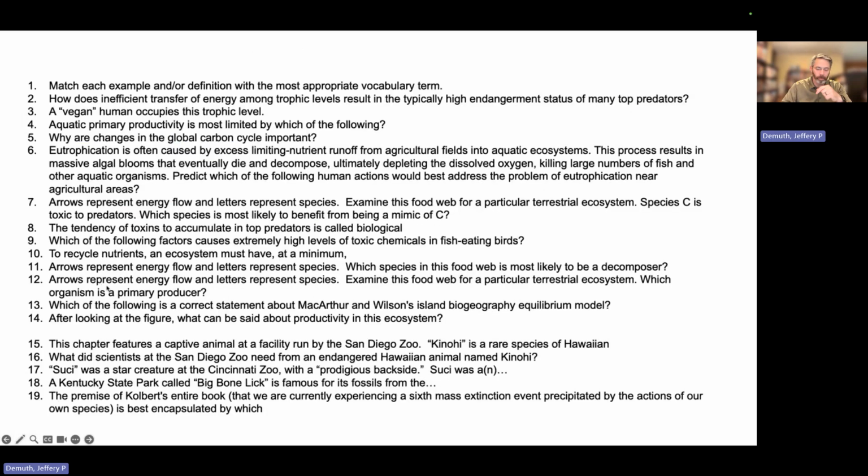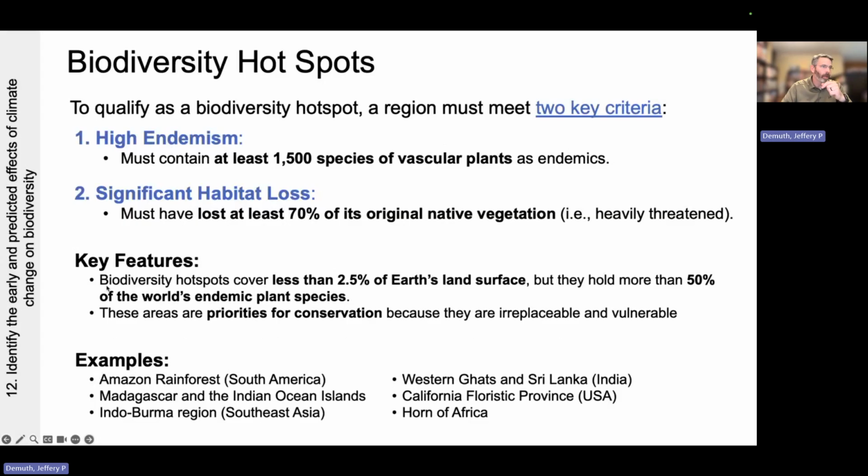So the key feature of these habitats is that even though they're shrinking, only 2.5% of the Earth's land surface, they hold more than 50% of the world's endemic plant species. And it's a huge number of the animal species as well. It's less than 50%, but still disproportionately high given the amount of land surface that they occupy. And so that makes them a priority for conservation.